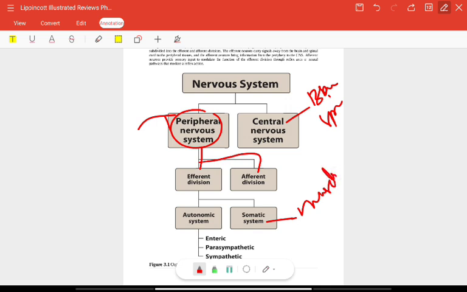Okay, the autonomic system, this we are going to study in detail, and this has a major effect on our body, and the drugs are also very, very important. The autonomic nervous system is divided into three: enteric nervous system, parasympathetic nervous system, and sympathetic nervous system.